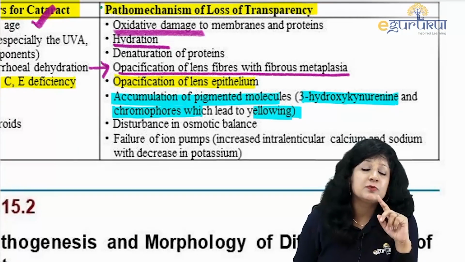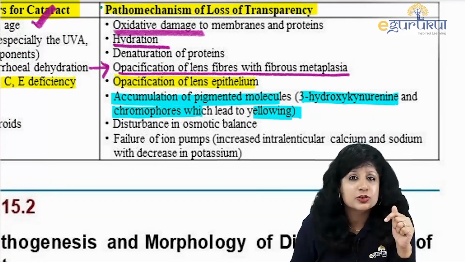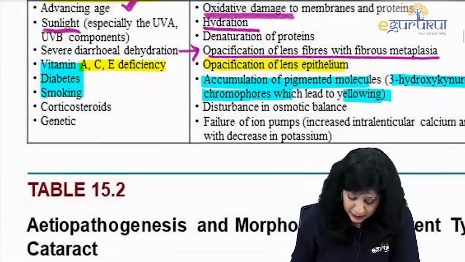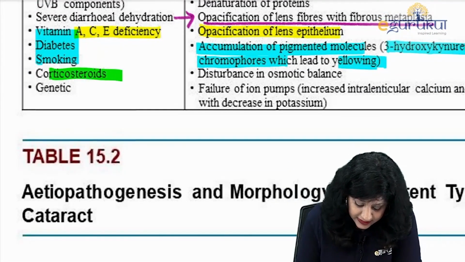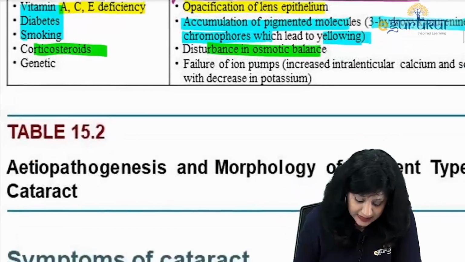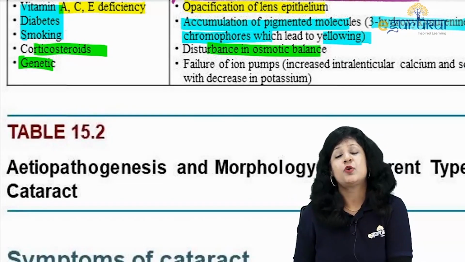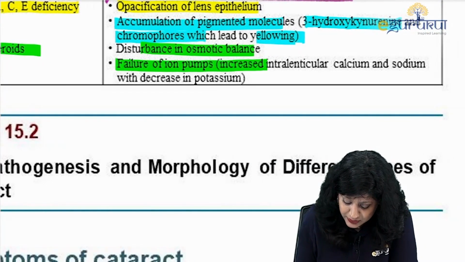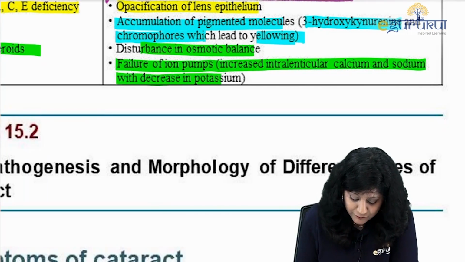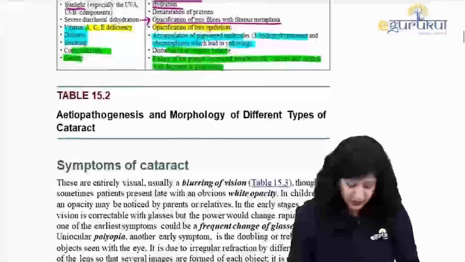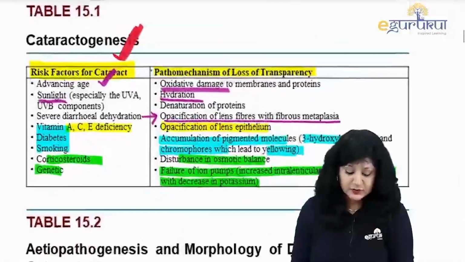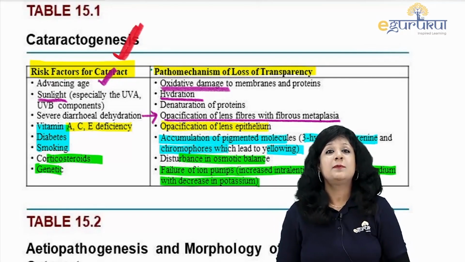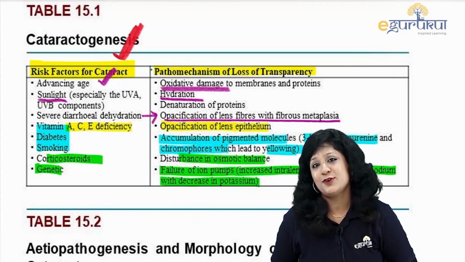These are the things that you must be reading in your pathology and medicine also, and here also you are reading. So this will help you in integrating the subject more. Then you have steroids. Steroids lead to disturbance in the osmotic balance, and even genetic. We know that cataract also runs in families. So this is responsible for the failure of the ion pumps, increase in intralenticular calcium and sodium with decrease in potassium. Alright. So this was your etiopathogenesis of cataract, the anatomy, physiology, biochemistry of the lens, and some of the important and beautiful concepts about the etiology of cataract.